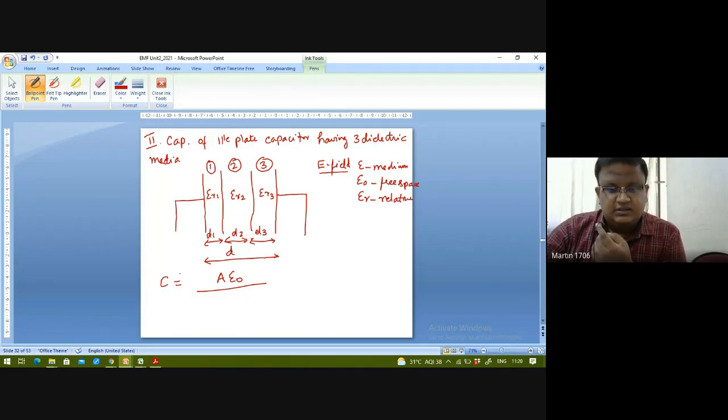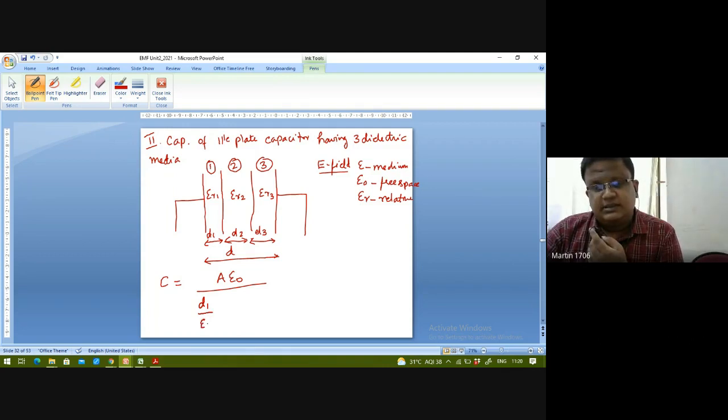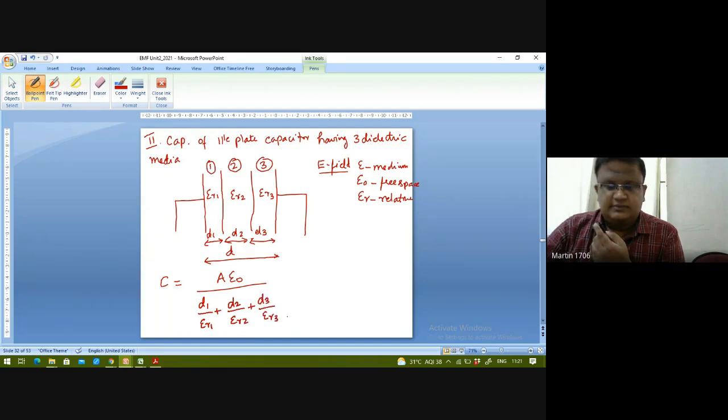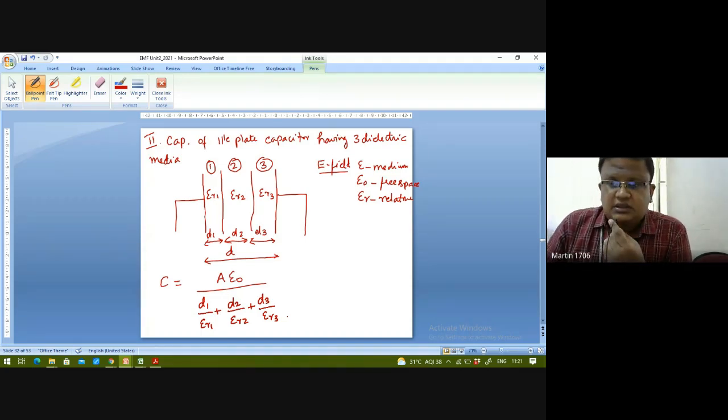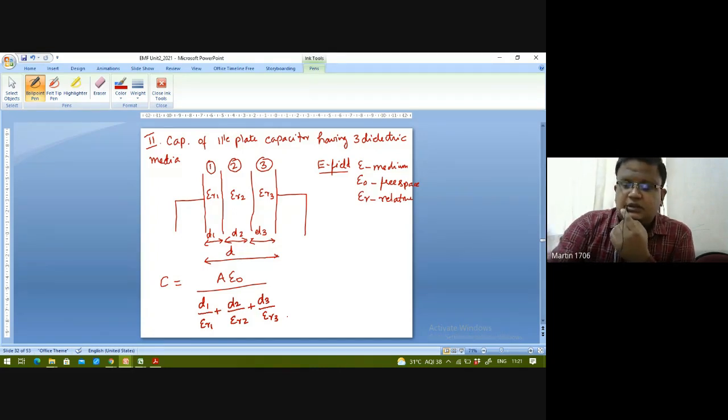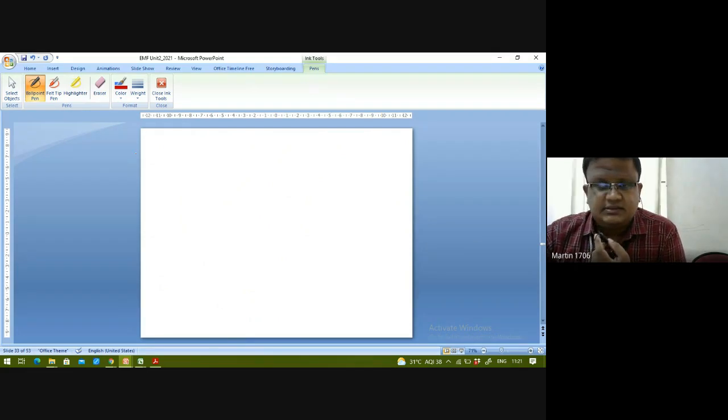Similarly here, the numerator will be the same, but the denominator has three different dielectric materials. So it can be related as D1 divided by epsilon R1 plus D2 divided by epsilon R2 plus D3 divided by epsilon R3. So this is the capacitance of a capacitor having three dielectric materials. Let me go with the third case.